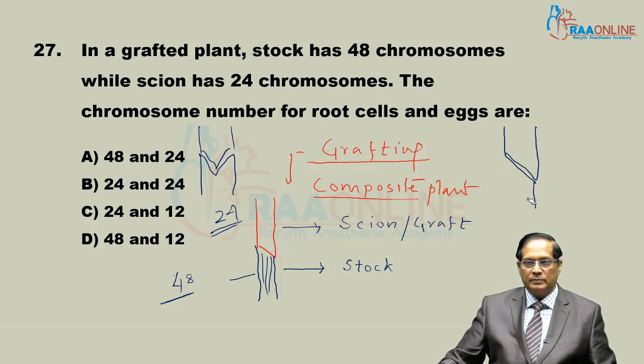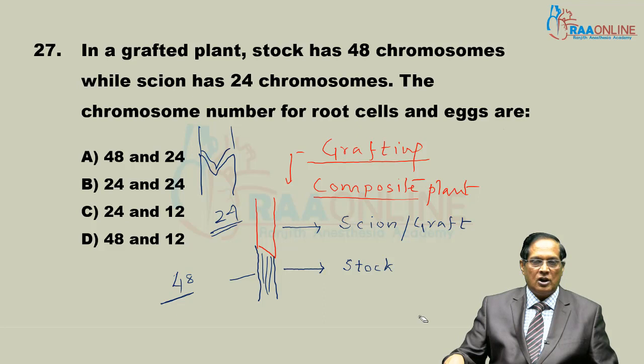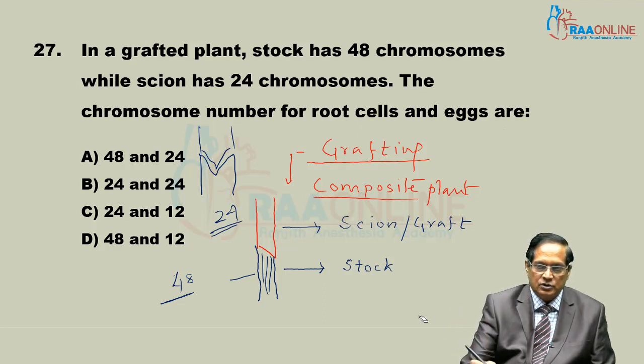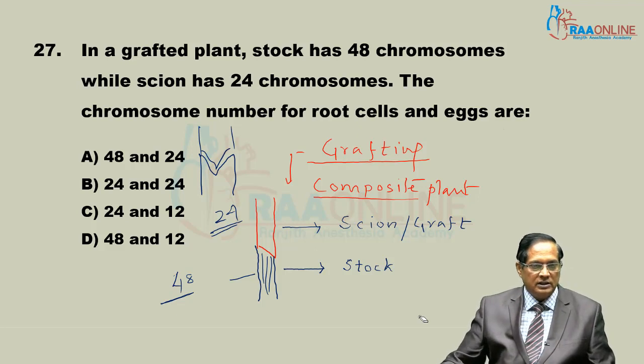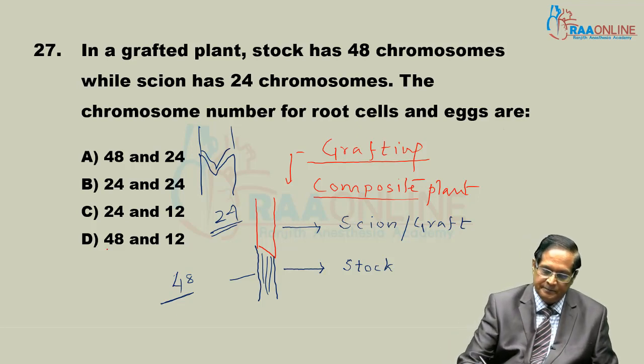The root cell is from the stalk actually. The stalk is acting as the root system. So the root cell is from the stalk, and in the root cell the number of chromosomes is the same as in the stalk, that is 48. So there are 48 chromosomes in the root cell.